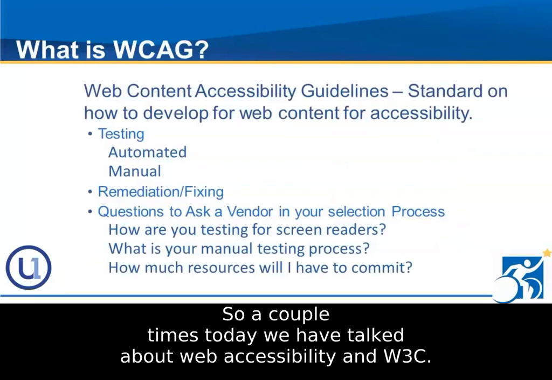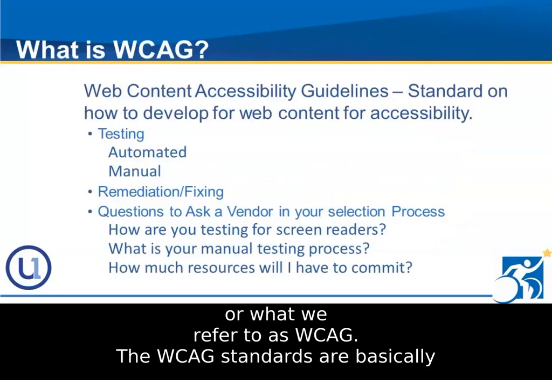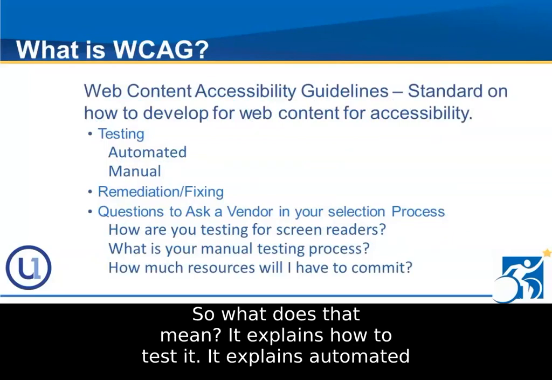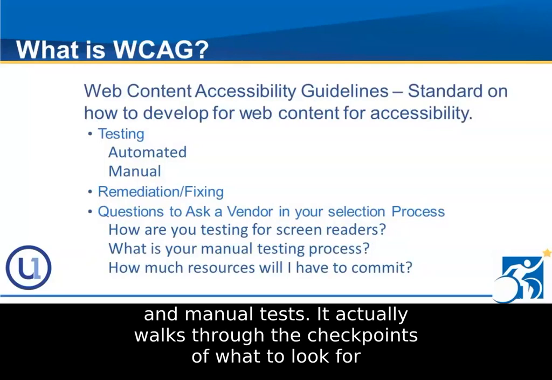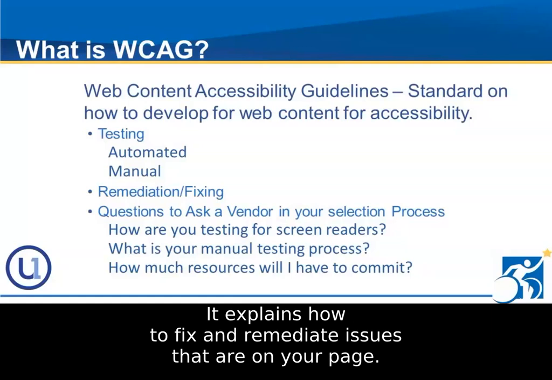So a couple times today, we've talked about web accessibility and W3C. Web accessibility actually refers to the Web Content Accessibility Guidelines, or what we refer to as WCAG. The WCAG standards are basically a standard that describe how to develop web content for accessibility. So what does that mean? It explains how to test it. It explains automated and manual tests. It actually walks through the checkpoints of what to look for and how to fix it. It explains coding practices. It explains best standards. It explains how to fix and remediate issues that are on your page.